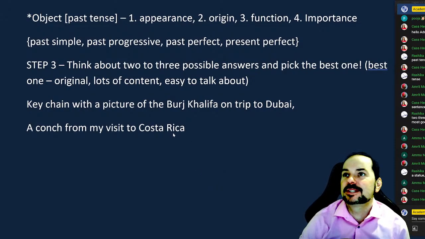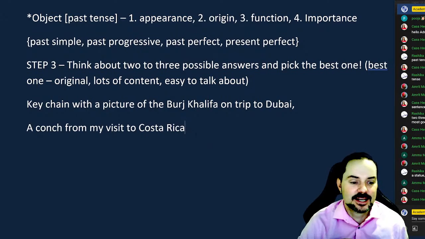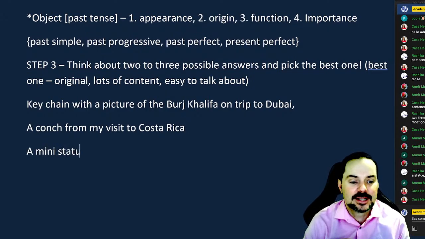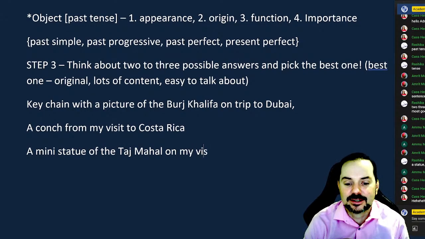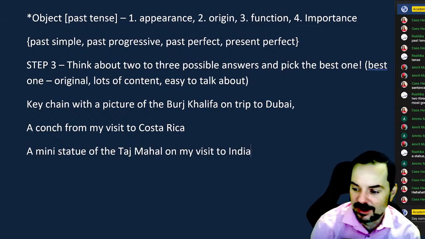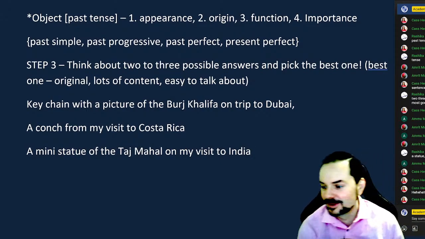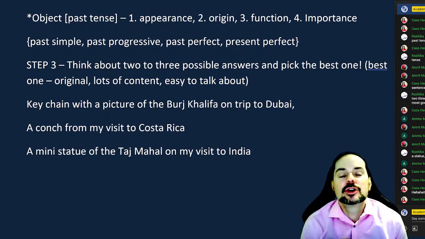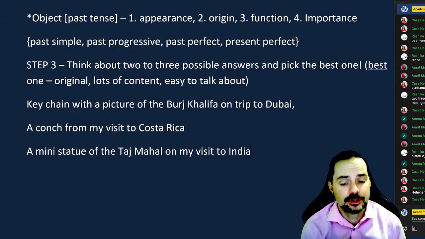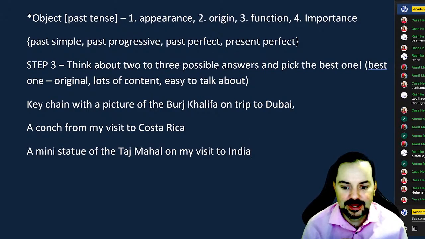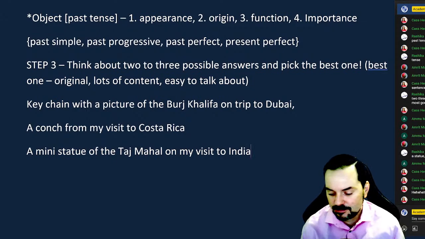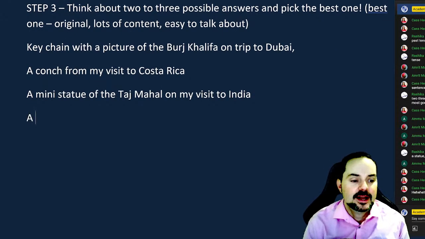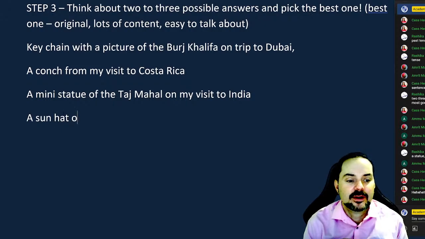Okay, a miniature statue of the Taj Mahal, says Anish. So, a mini statue of the Taj Mahal on my visit to India. Sure. Why not? All right. So good. So you need to think of about three or four. Don't overdo it, right? I would say maybe a sun hat on my visit to Hawaii.